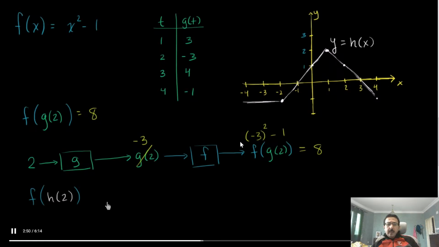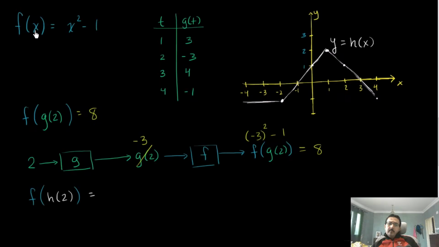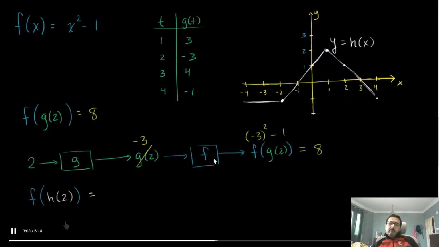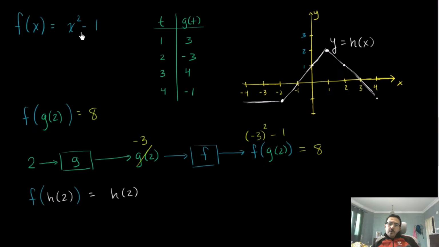Well, let's think about it this way, instead of using this little diagram. Here, everywhere you see the input is x. So whatever the input is, you square it and subtract 1. Here the input is h of 2. And so we're going to take the input, which is h of 2, and we're going to square it, and then we're going to subtract 1. So f of h of 2 is h of 2 squared minus 1.